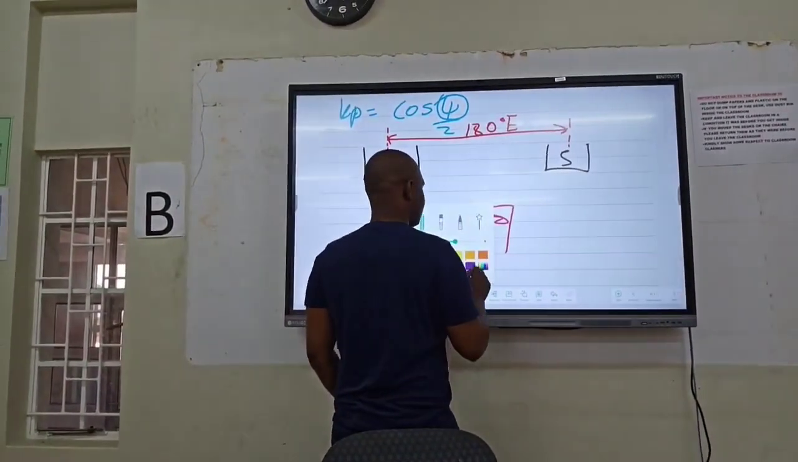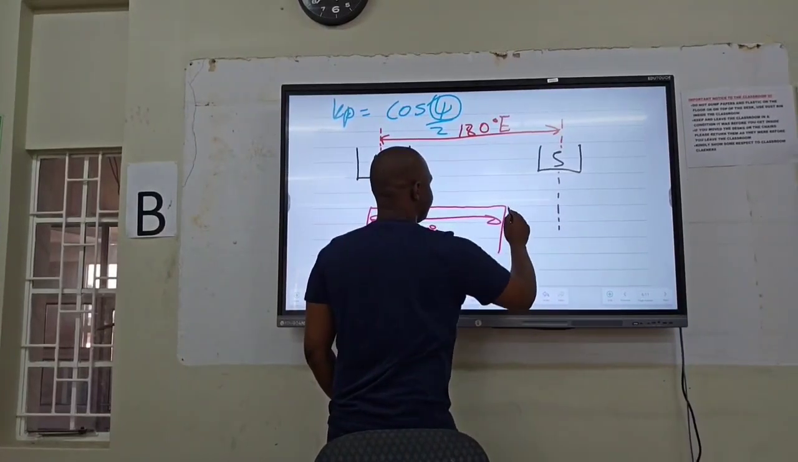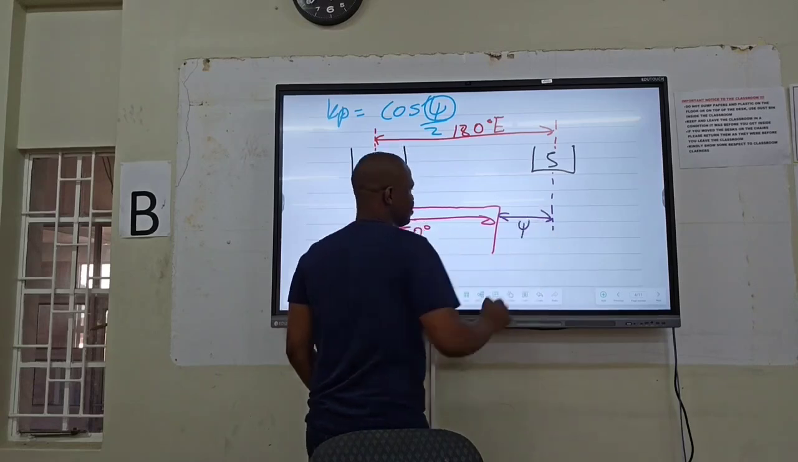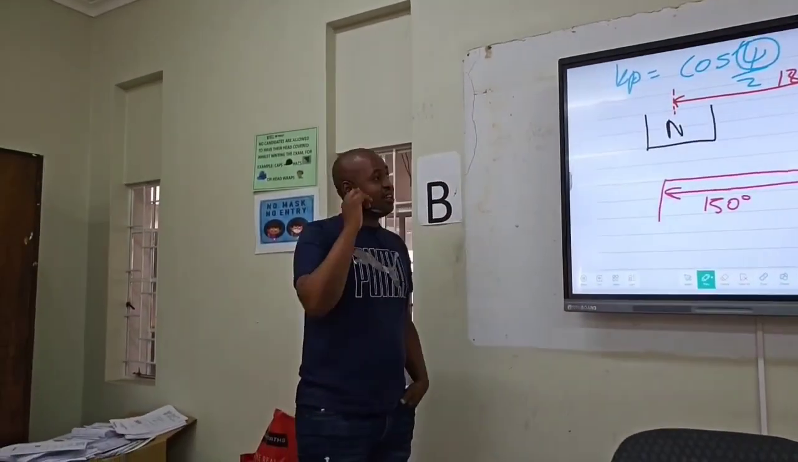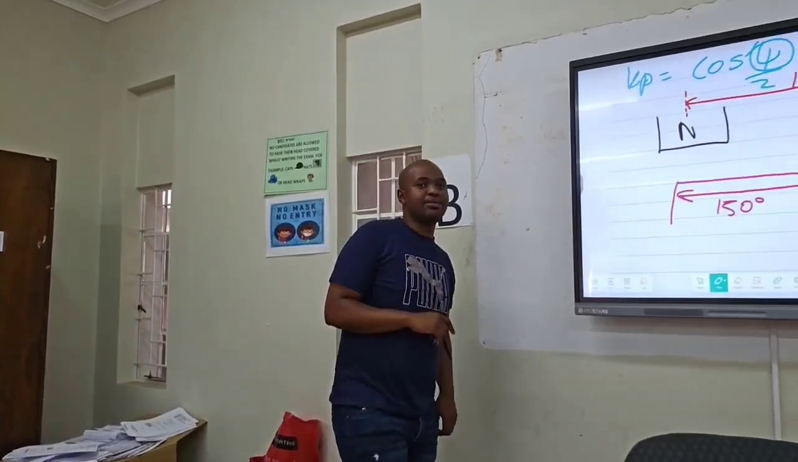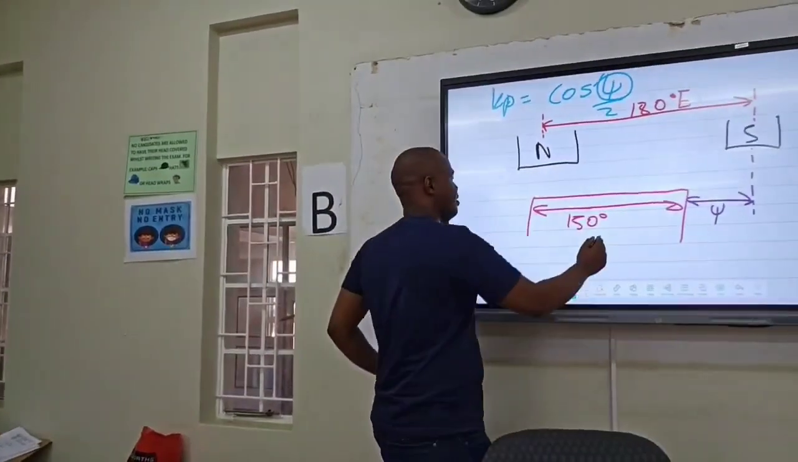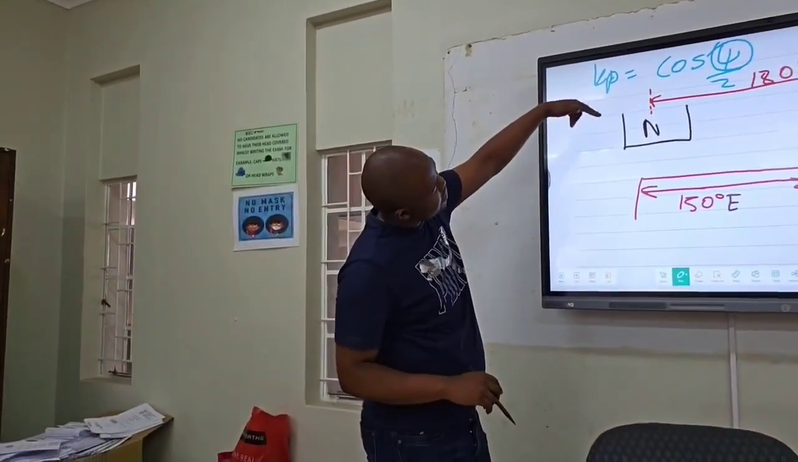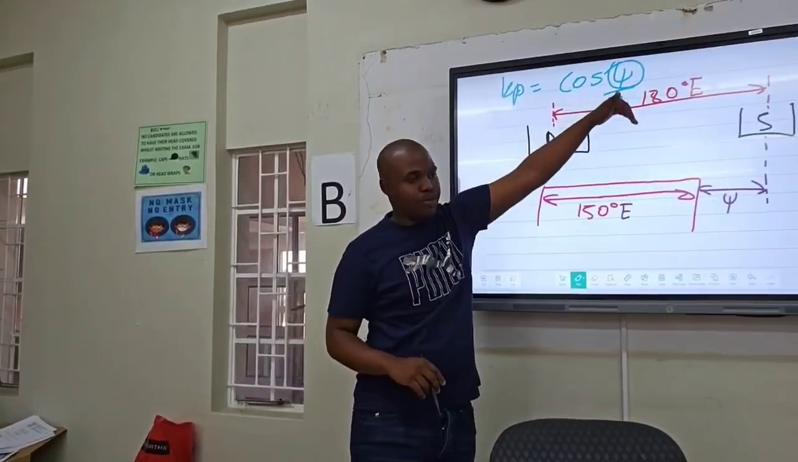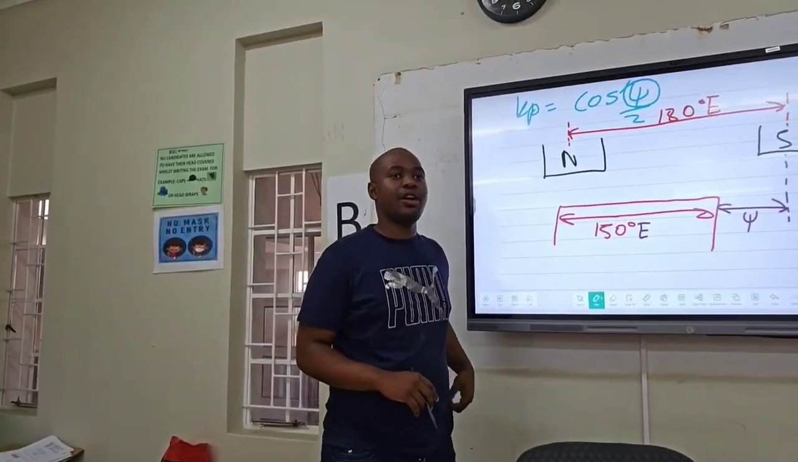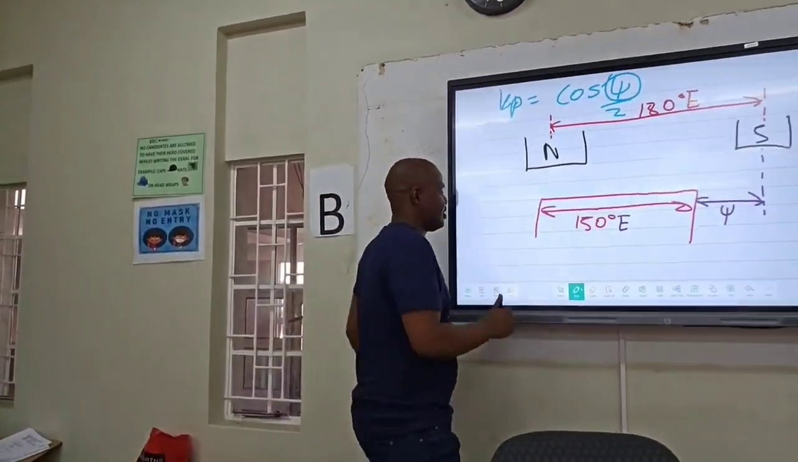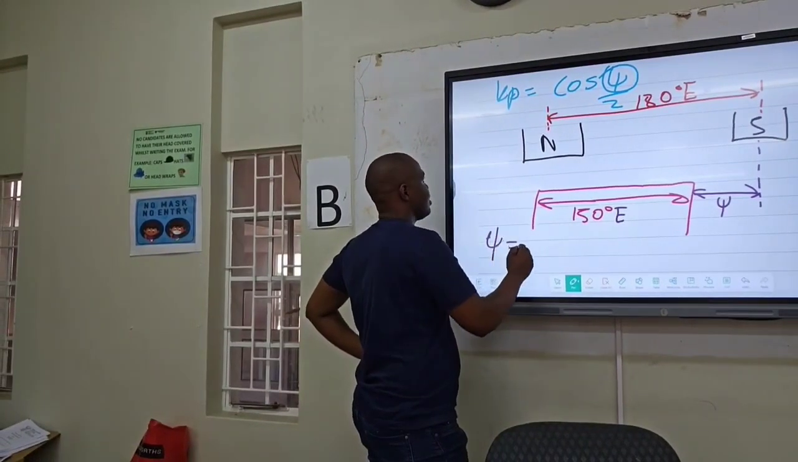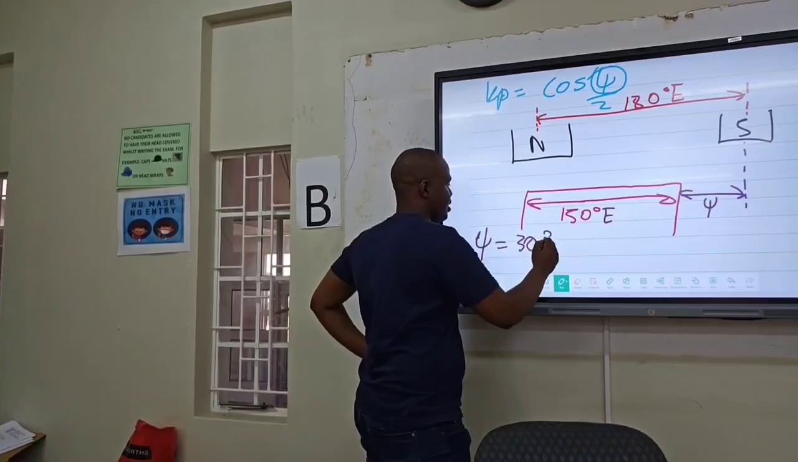Meaning the short chord angle is going to be 180 minus 150. It is the pole pitch angle minus the coil span angle. That is going to be 30 degrees.